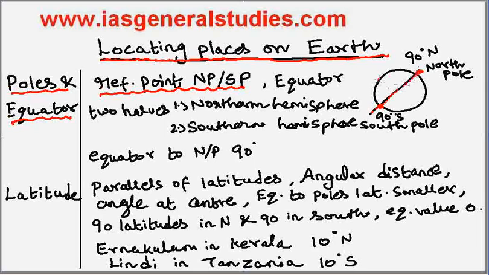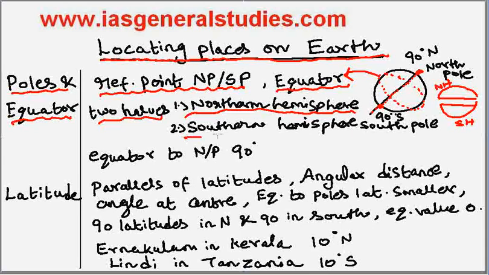Now, if you draw a circle around the earth like this, we will get one big circle at the middle, and that big circle is known as the equator. And this equator splits the earth into two parts, the upper part and the lower part. The upper part is known as the northern hemisphere and the lower part is known as the southern hemisphere. So the equator divides the earth into two major parts.